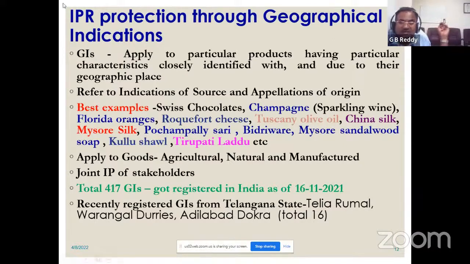As I said, 417 GIs got registered as of 16th November. I think now the number is more. For example, from Telangana state, you come across Telia Rumal from Nalgonda, Warangal Durries, Adilabad Dokra. There are almost 16 different kinds of geographical indications from Telangana.